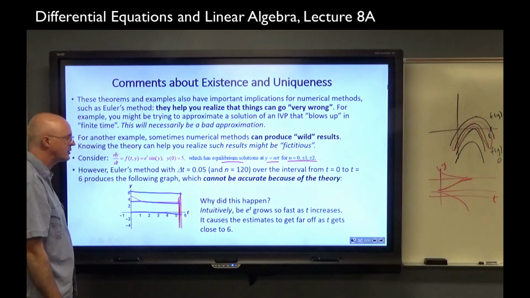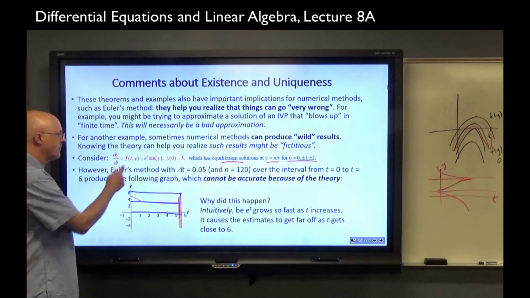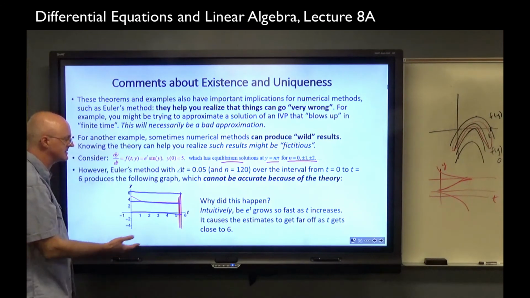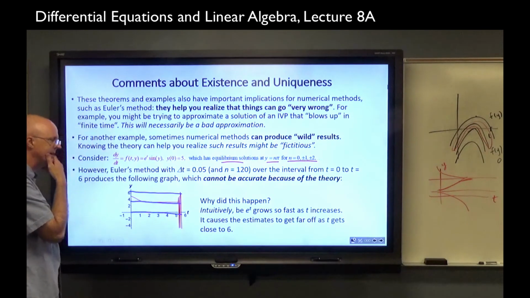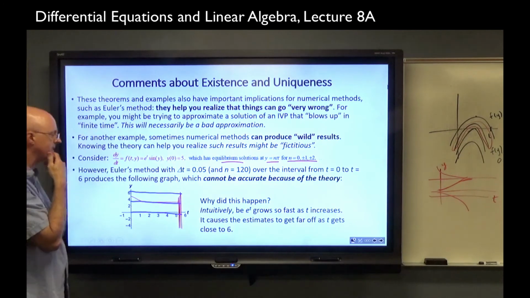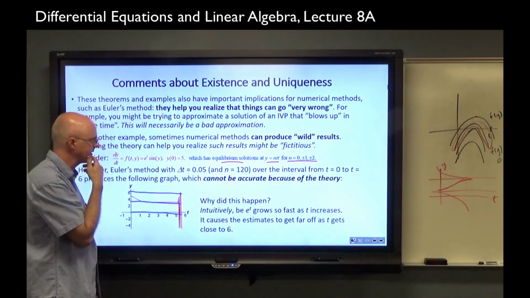Why did it happen? Intuitively, it's because e to the t grows so fast as t increases that it causes this kind of crazy stuff to happen. I don't know that I can say much more about it than that. I mean, that makes some intuitive sense.